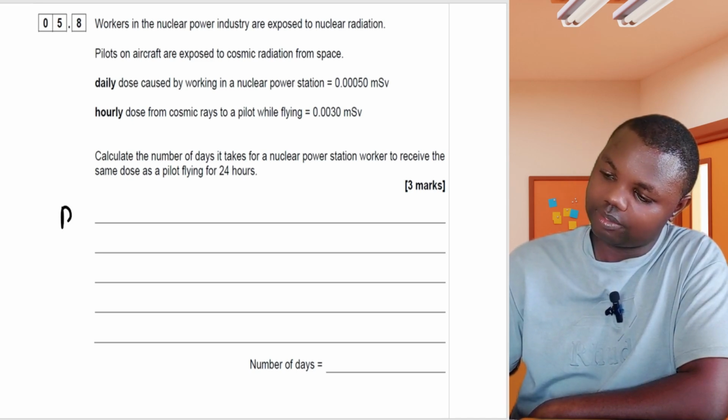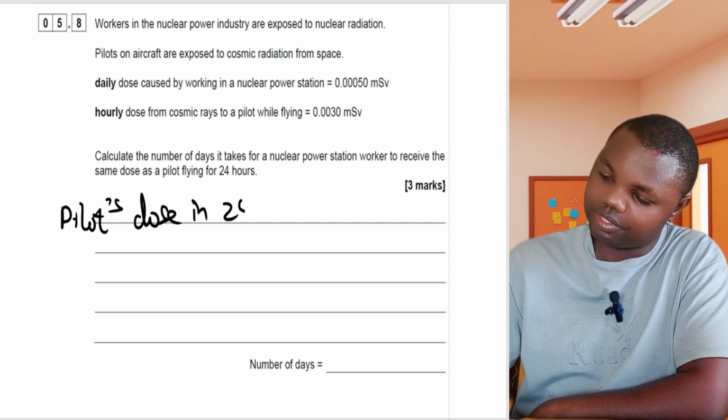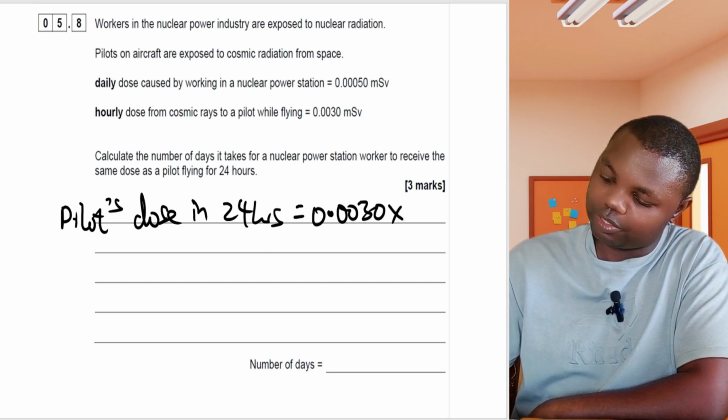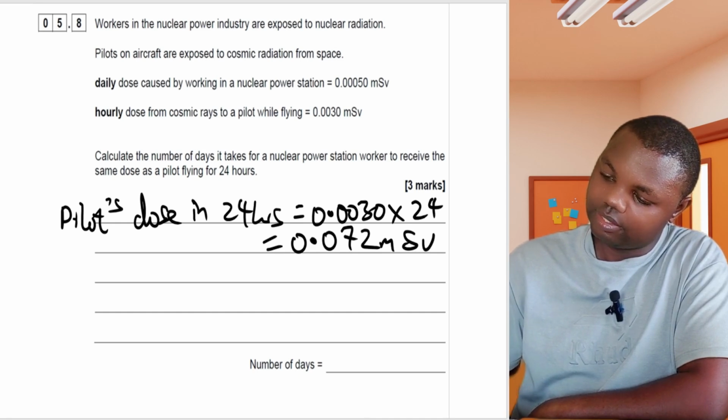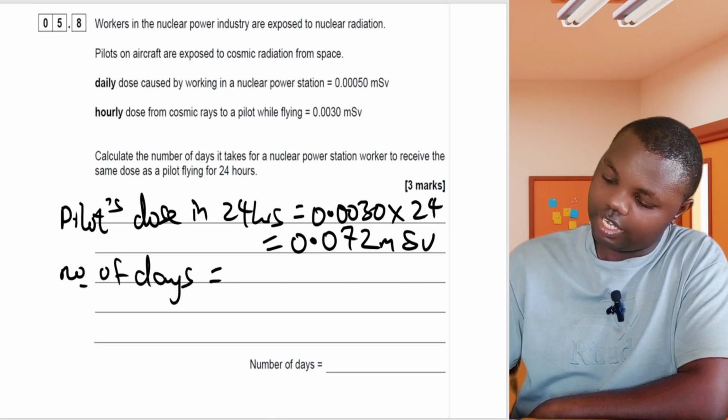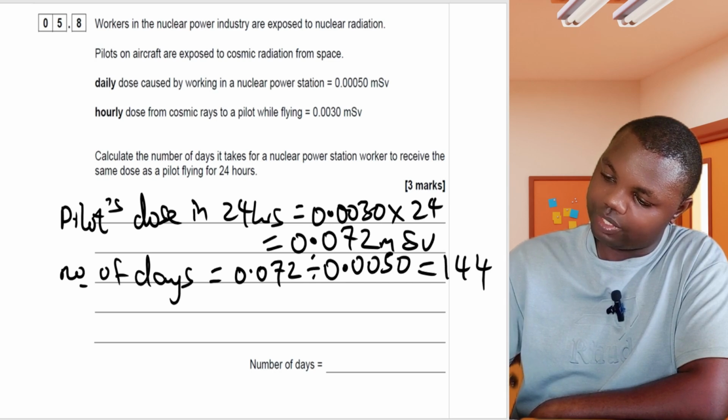So for pilots, the dose in 24 hours will be 0.0030 multiplied by 24, which will give us 0.072 millisieverts. So the number of days will now be 0.072 divided by 0.0050, which will give us 144 days.